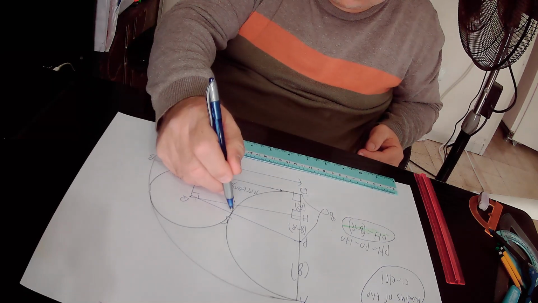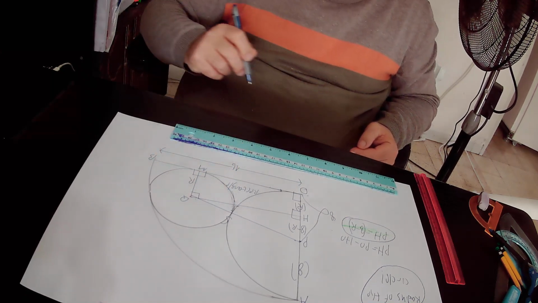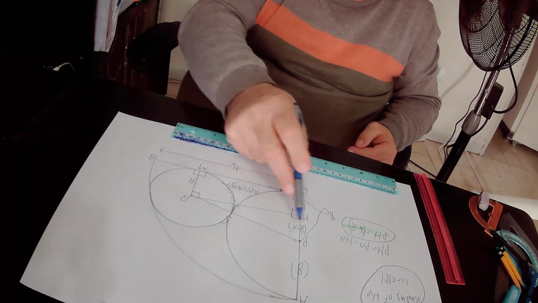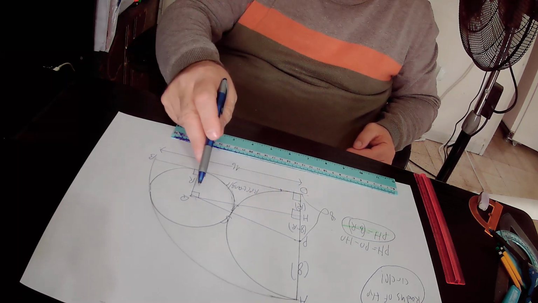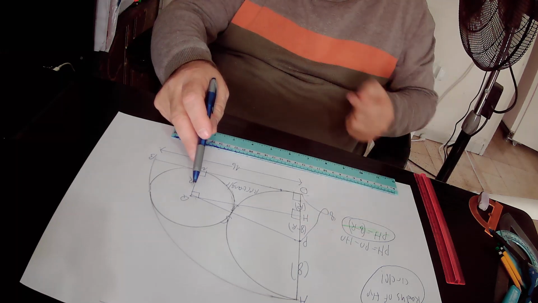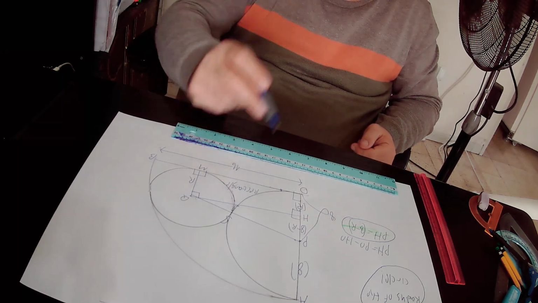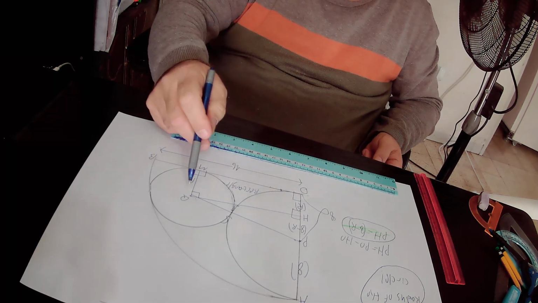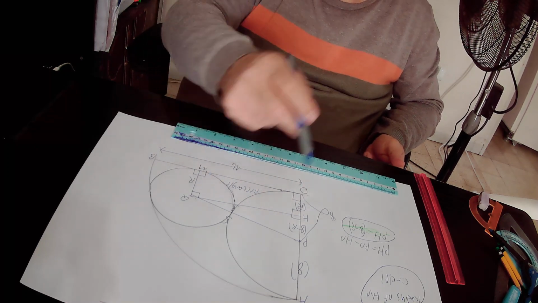You can see here that the straight line QP, the line that connects the centers together, passes through point S, the touching point. QSP is one straight line, or QP is also one straight line.